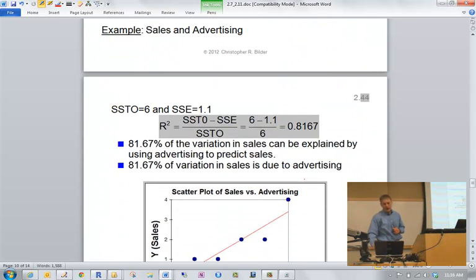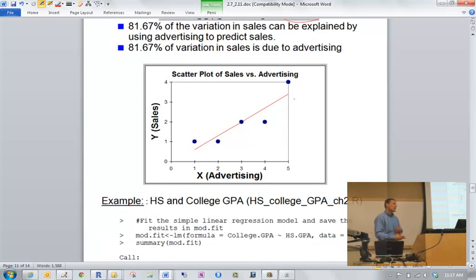Okay, let's take a look at a quick little example of doing the calculation. So this is using advertising to predict sales again. We've already calculated SSTO and SSE before, and so for R squared we get 0.817. And again, what this means is that 81.67% of the variation in sales can be explained by using advertising. You'll notice that it says also that there's some stuff that's not explained by advertising. Let's take a look at a scatter plot of the data, and you can see why we had such a large value of R squared. We see these points are relatively close to the line.